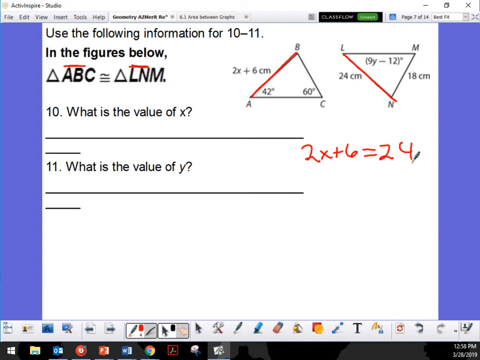All right, so what do we get? Subtract 6, then divide by 2. We get x is 9. Okay, now let's do the same thing for the y value.